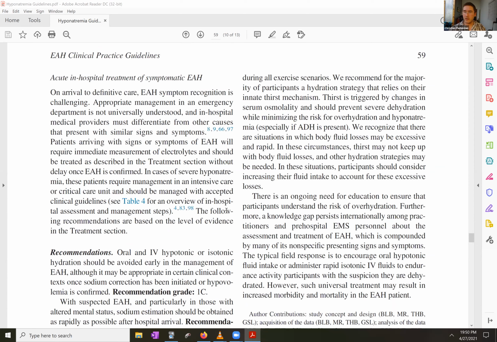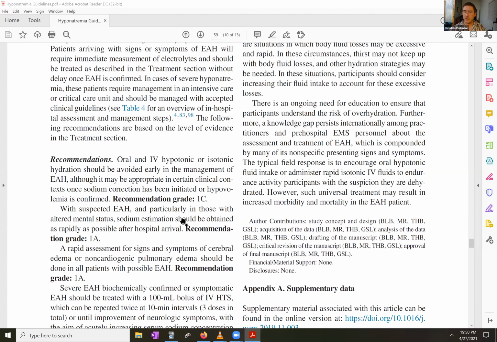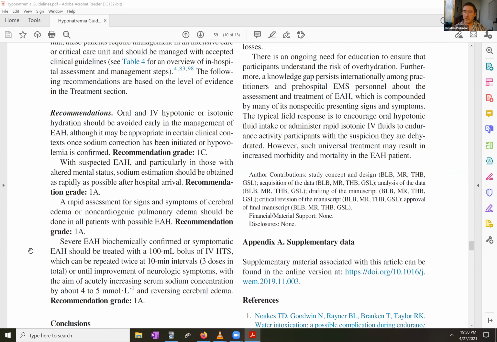All right. Acute in-hospital treatment. Oral hypotonic or isotonic should be avoided. It's not going to correct it. Sodium estimation should be attained because we need to know where we sit. Cerebral edema, non-cardiac pulmonary edema.